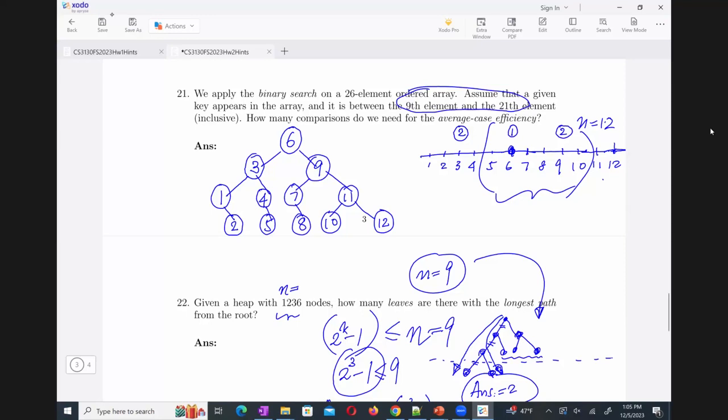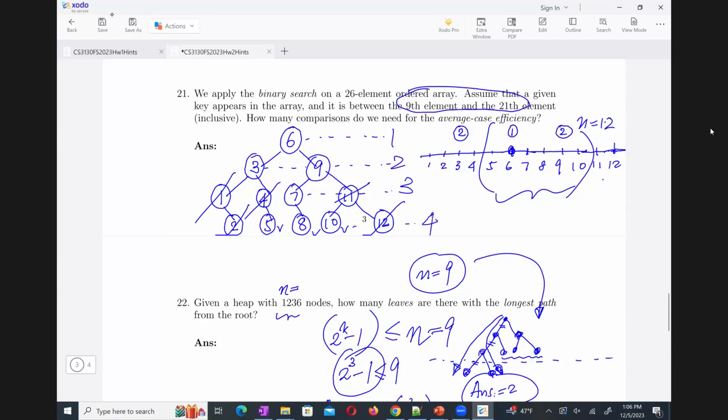So 1, 2, 3, 4. Let's cross out because we don't need it. Cross out 11 and 12. We don't count it. We only count the remaining existing nodes. 6, 1 comparison, right? 9 and 3, 2 comparisons. This level 7, 3 comparisons. The bottom level 5, 8, 10, 4 comparisons.